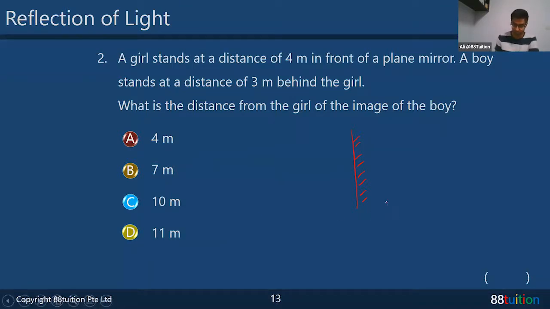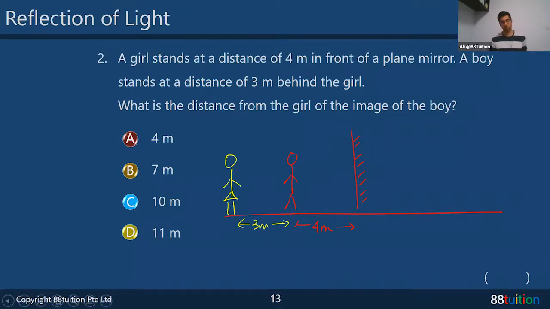So the mirror, and then you have the boy. He is 4 meters from the mirror. And then you have the girl. Right? How many meters? 3 meters from the boy. This is the question, okay? Now, what is the distance from the girl? This is the boy. Okay, this is the boy.